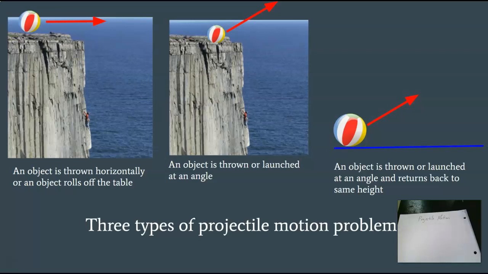So it's going to travel upwards for a bit before it starts coming down as it's moving also in the x direction. And then the third type of problem we see is an object is thrown or launched at an angle and returns back to the same height. So I kick a soccer ball, kick a football, throw a baseball. The height isn't changing.